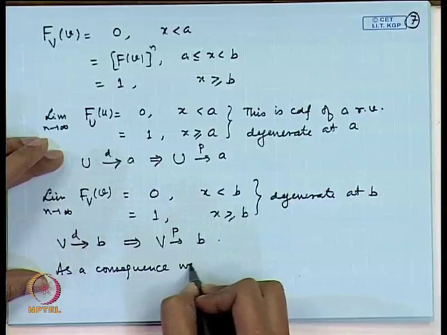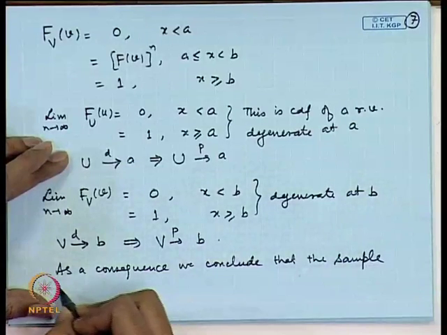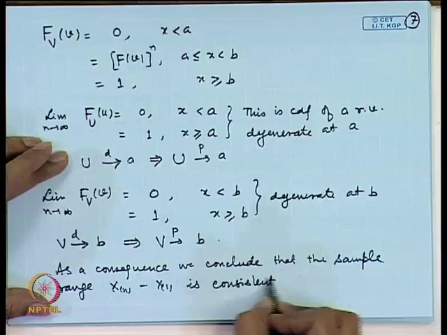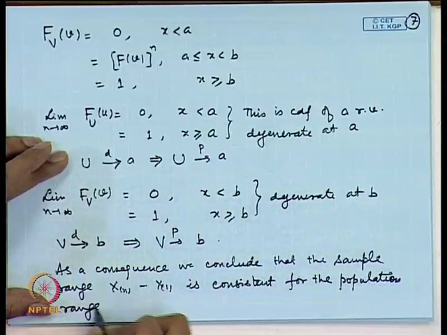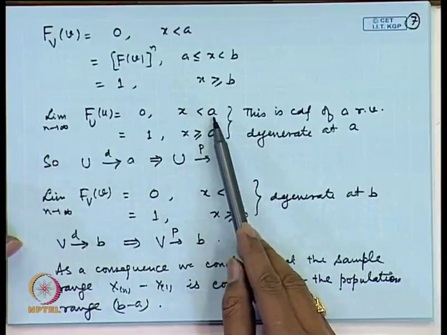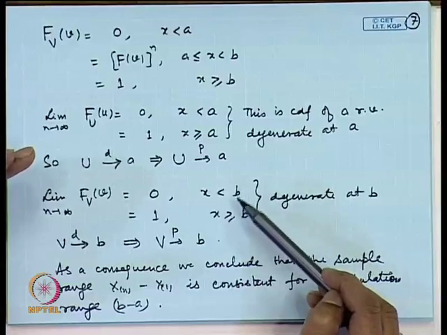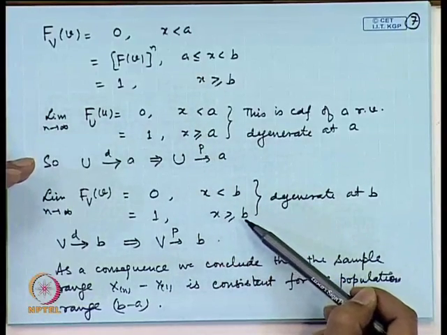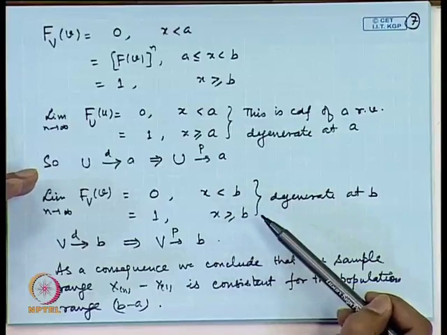As a consequence, we conclude that the sample range, that is X_n minus X_1, is consistent for the population range B minus A. We have some further special cases here. For example, the lower limit could be minus infinity or the upper limit could be plus infinity. In that case, for example, if the lower limit is minus infinity, then X_1 does not converge in probability. Similarly, if the highest value is unbounded, that means b is infinity, then X_n does not converge in probability.